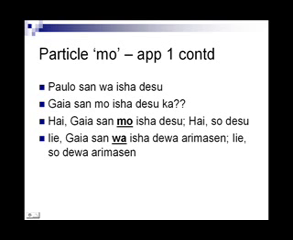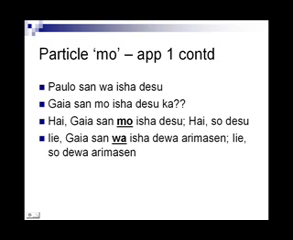Let us look at some negative context. Paulo-san wa isha desu. Isha is a doctor. Dr. Paulo is a doctor. Gaya-san mo isha desu ka? Is Mrs. Gaya also a doctor? Is Mrs. Gaya a doctor too? This is a question sentence. Mo appears here when it follows the first statement that says Paulo is a doctor. Otherwise, you cannot use mo.